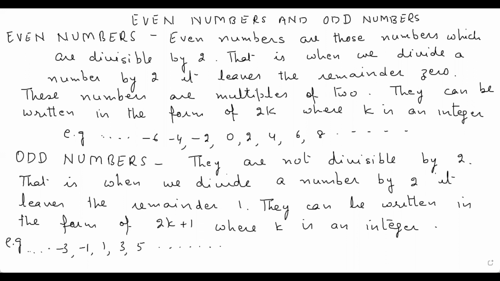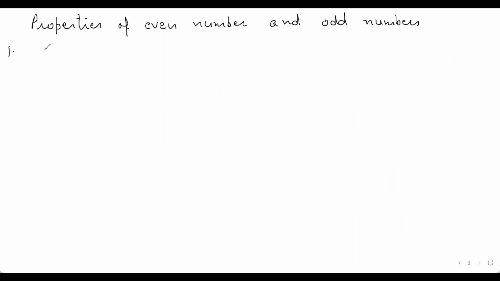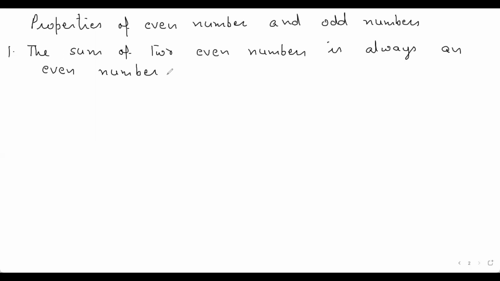On the next page, I'm going to write some properties of even numbers and odd numbers. So, the sum of two even numbers is always an even number. For example, if we add two even numbers, like 4 plus 6, the sum will come out to be 10, and this is again an even number. Let me take one more example, like 14 plus 18. It is equal to 32. If we add two even numbers, their sum is again an even number.